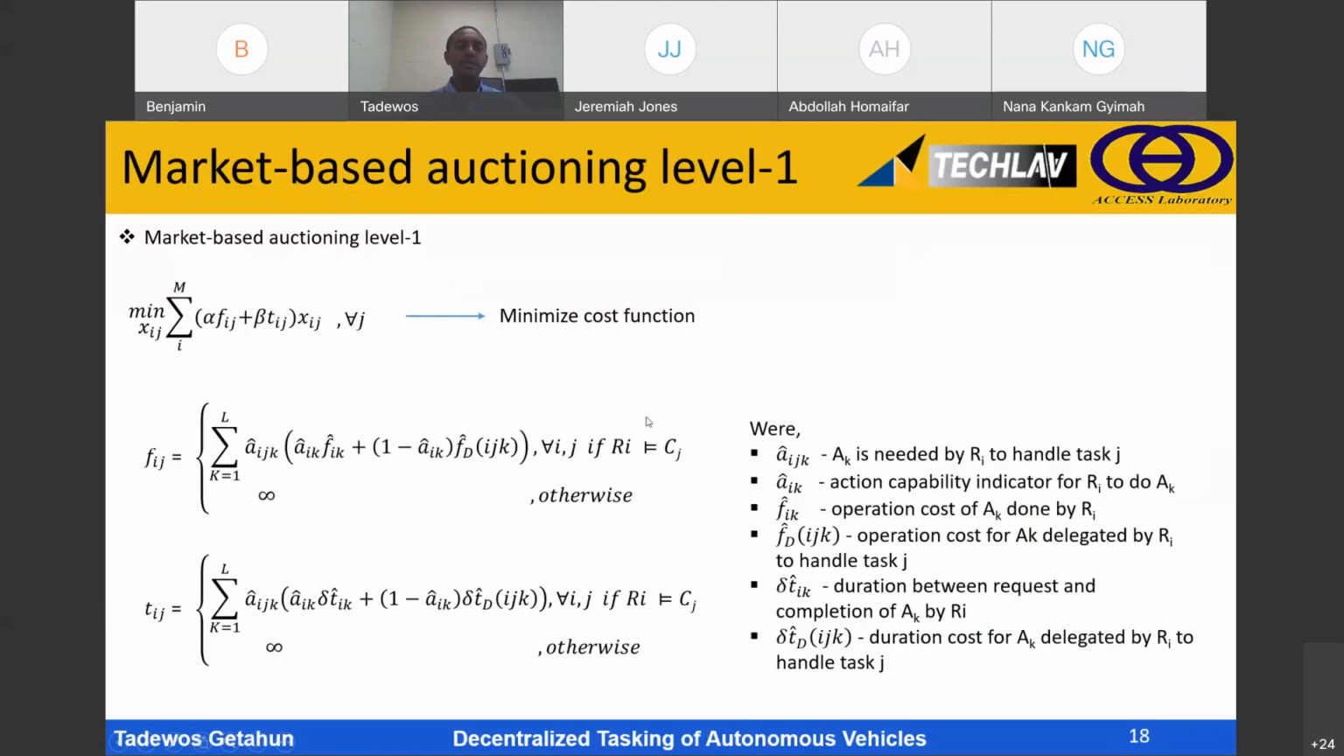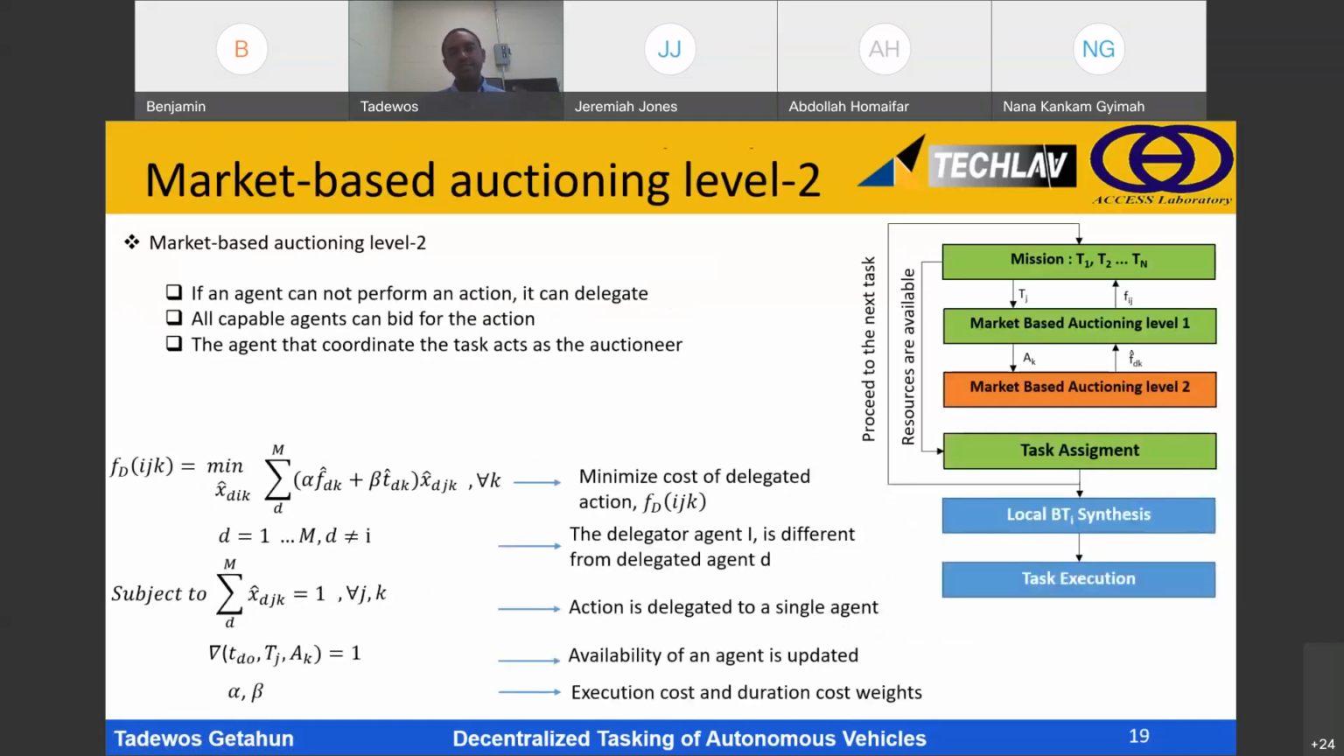If a task has 10 actions, the cost from all actions has to be summed up. The same applies for the duration cost. Then, by modifying alpha and beta, we can give more emphasis either to the operational cost or to the durational cost. So that is level 1 auctioning, for the task level.